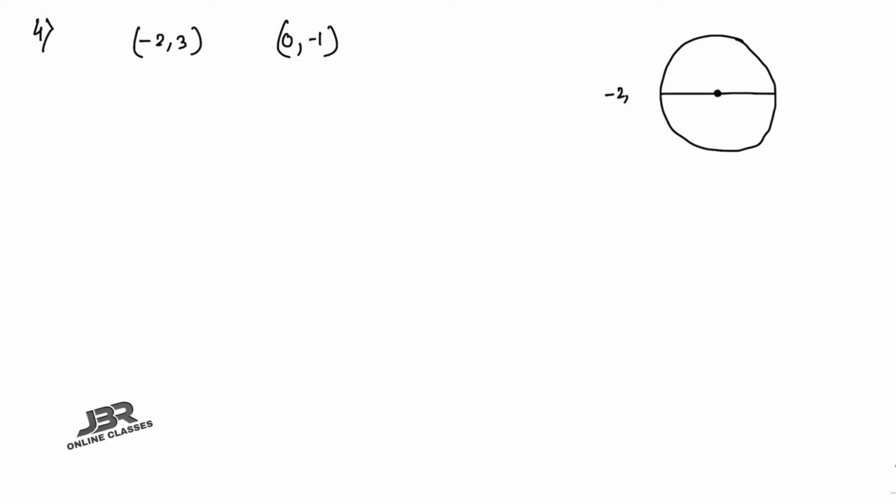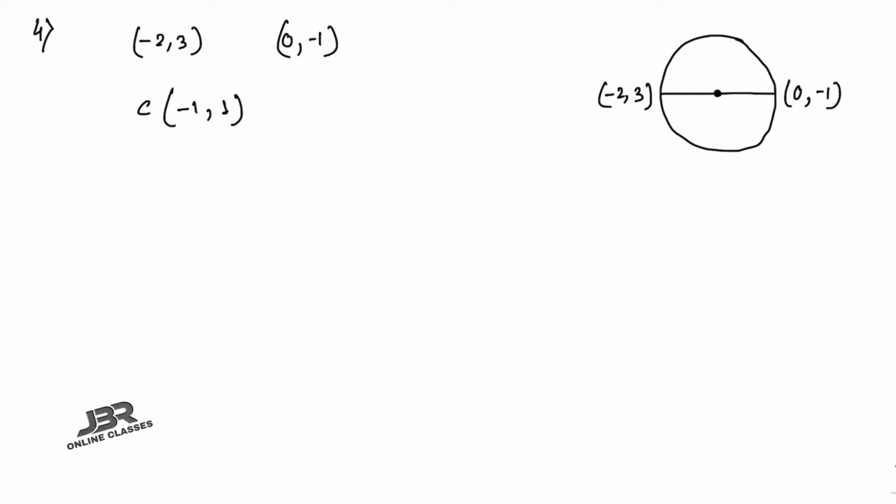Find the equation of the circle which has the points (minus 2, 3) and (0, minus 1) as the opposite ends of the diameter. So this one is the circle, with ends (minus 2, 3) and (0, minus 1). Now you know the center is the midpoint of the diameter, so first you have to find the center. So center equals (minus 2 plus 0) by 2, it's minus 1, and (3 plus minus 1) by 2, it's 2 by 2, it's 1, so center (minus 1, 1).